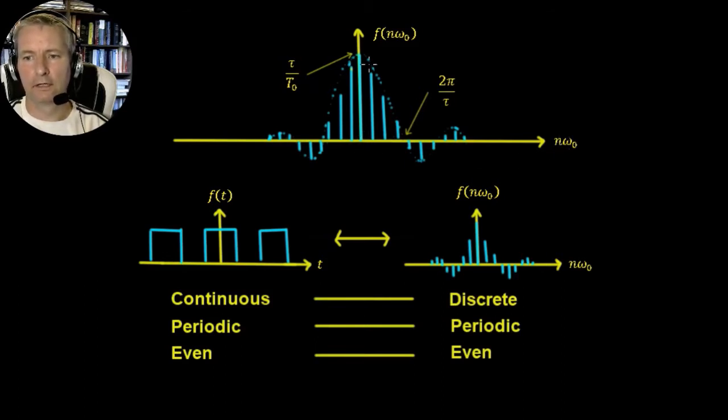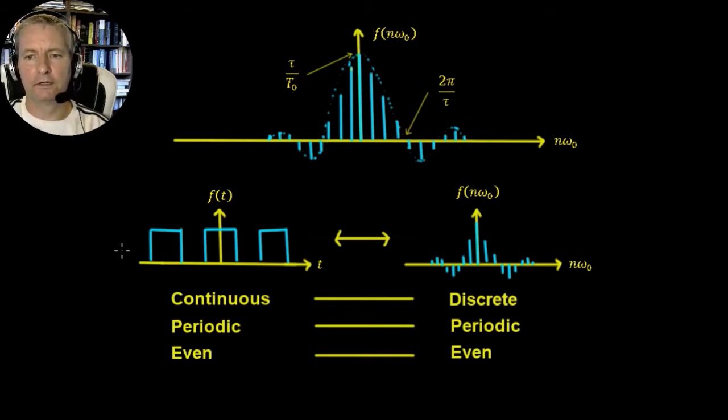Each line up here represents a rotating phasor, and we'll see that when we look at it in 3 dimensions. What to note here is that we have the axis n omega naught, so that's a function f of n omega naught. The height of the largest phasor is given by τ upon T0, and the crossover point here is given by 2π upon τ, and the next one will be 4π upon τ, so 2nπ upon τ will give us the crossover points.